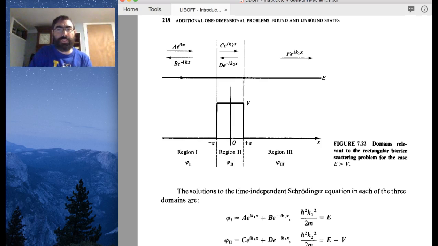So you can see that in region 1, you have propagating waves: an incident wave, A e to the i k x, and a reflected wave, B e to the minus i k x. Then to the right of the barrier, you have a wave with normalization constant F, traveling to the right, so it's e to the i k x. In this case the energy E is above the level of the barrier, and so above the barrier we have traveling waves, one going left and one going right.